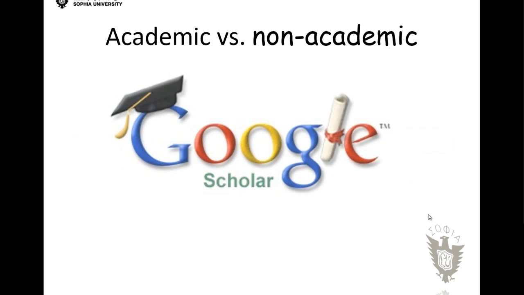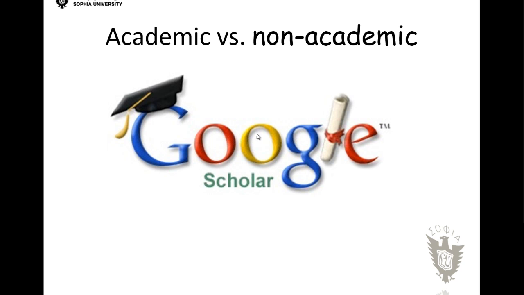Now, here we're going to start talking about the difference between academic and non-academic sources. Sometimes you might find a good source or a good piece of research and want to cite it, and then have trouble because it's from a website and you don't know who wrote it. If you don't know who wrote it, how do you know that it's a good source? How do you know that it's academic?